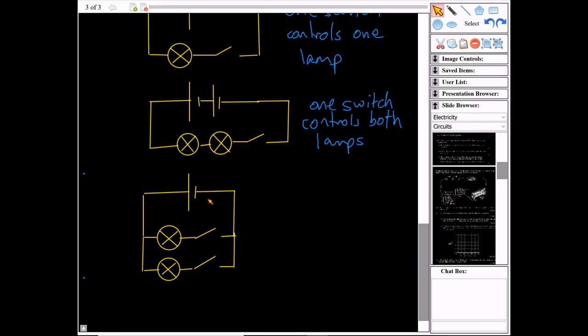So if that switch is closed, electrons would be able to go around this way, and this lamp would come on. Whereas if this switch was closed, the electrons would be able to come around this way, and this lamp would come on. If both the switches happen to be closed, the electrons could go either that way or they could go that way, and so both the lamps would come on. So here I've got two switches, each controlling their own lamp.